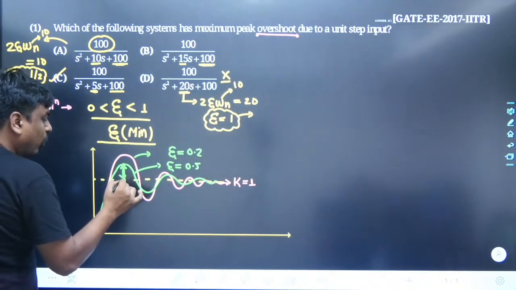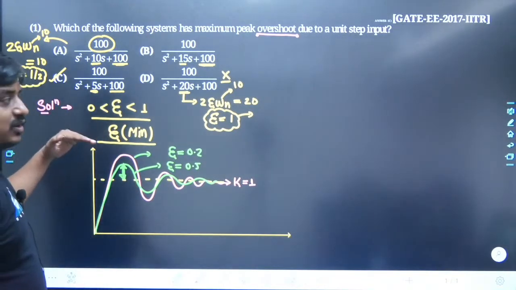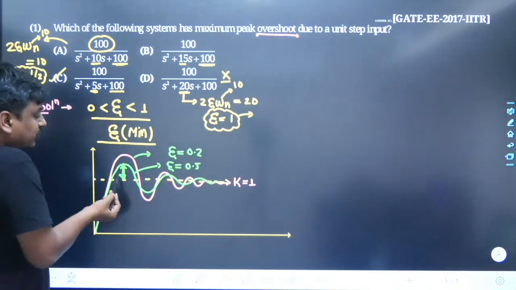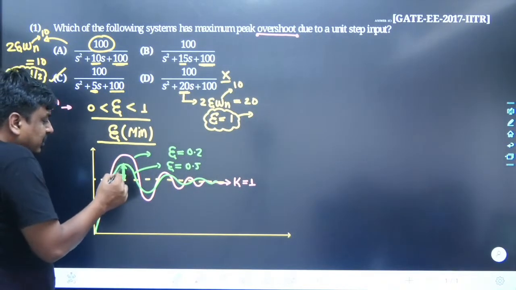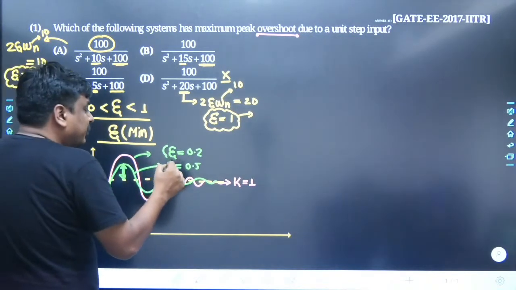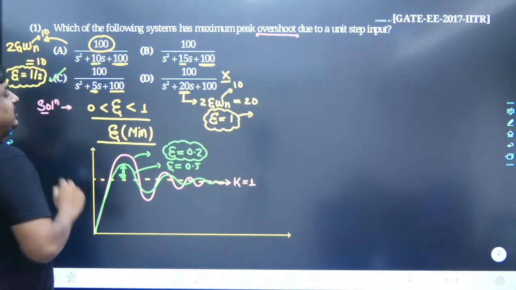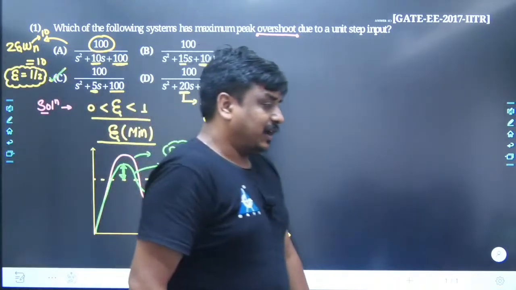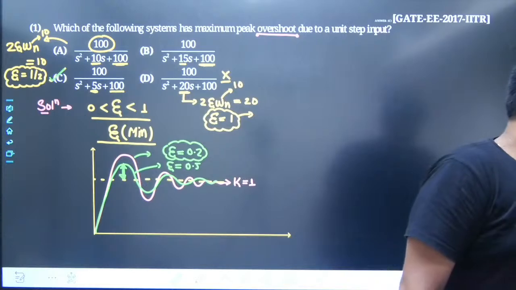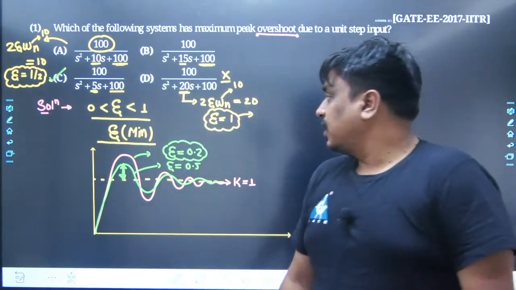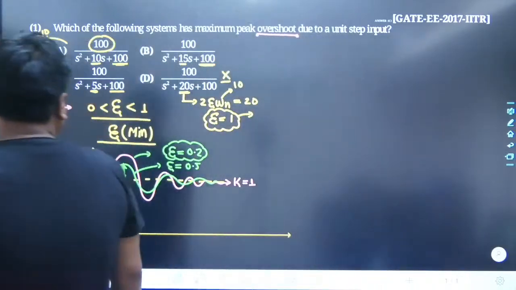What does overshoot mean? How much extra value is taken by the response, taking the reference of its steady state value. Where it was more, here it was lesser, but here it is more. And where it is more, the value of zeta is lesser. So obviously, as per that concept, option C is the perfect answer. So probably this concept must be clearly understood by all of us.